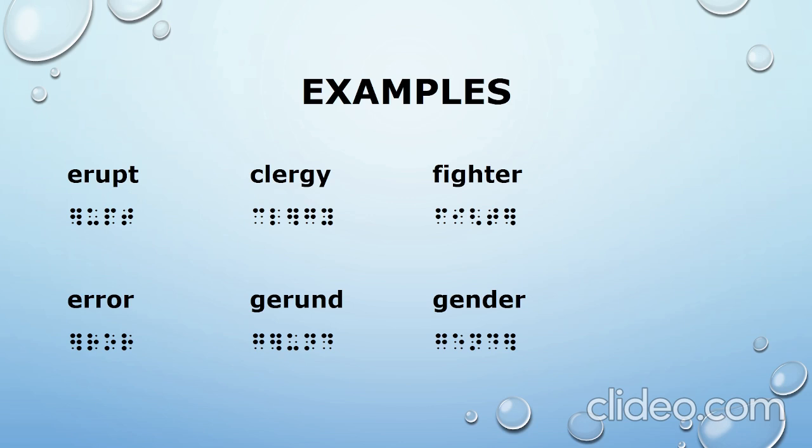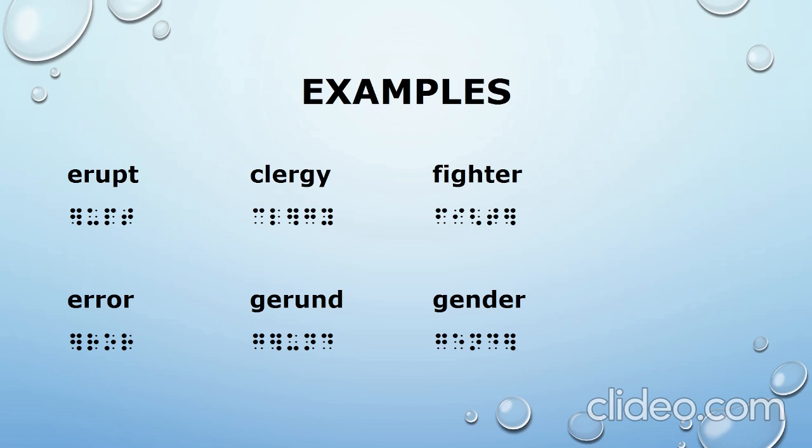Next, we have fighter, F-I-G-H-T-E-R. Take note, we have 2 available strong contractions here, namely the contraction for GH and the contraction for ER. Remember, the contraction for GH is just letter B with dot 6. So instead of using 7 cells for fighter, we're now able to use 5 cells. That should be FI, the contraction for GH, T, and then the contraction for ER.